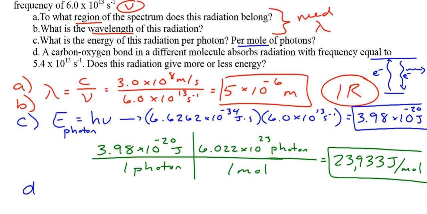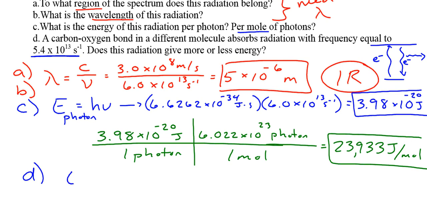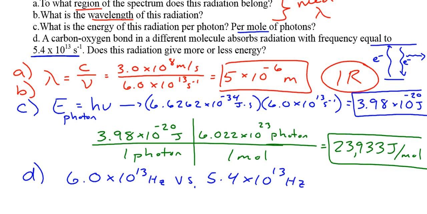The final question, letter D, asks if a molecule absorbs radiation with the frequency of 5.4 times 10 to the 13th, does this radiation give more or less energy? So that's what I was talking about earlier. If you are going to be relating these two, so 6.0 times 10 to the 13th hertz versus 5.4 times 10 to the 13th hertz.